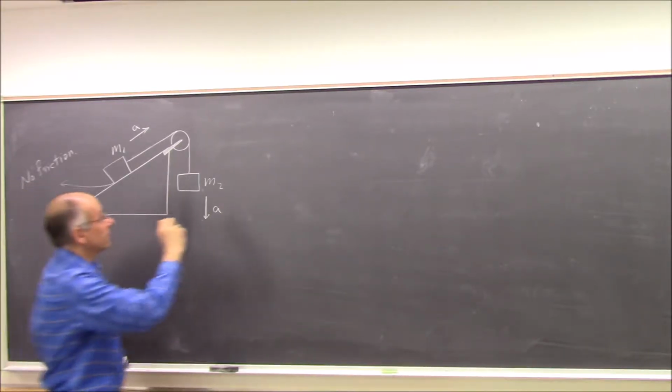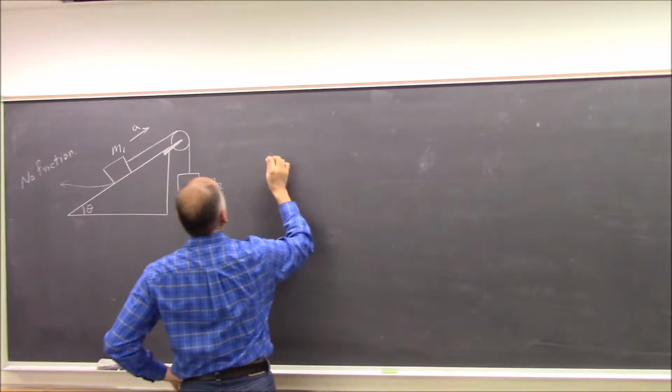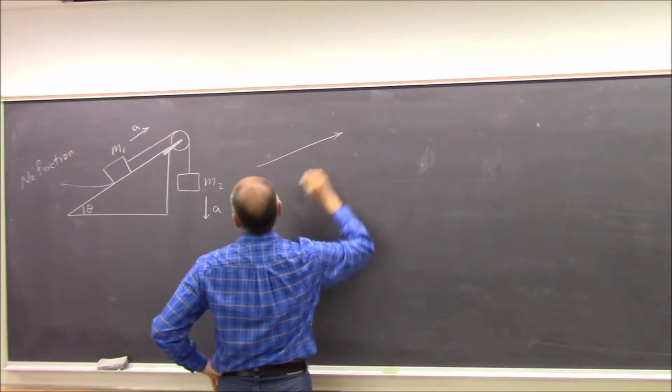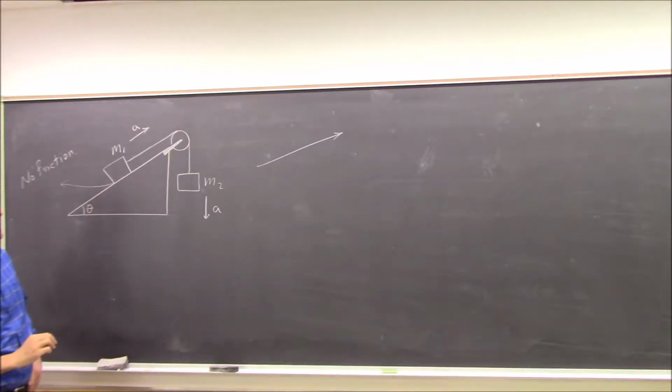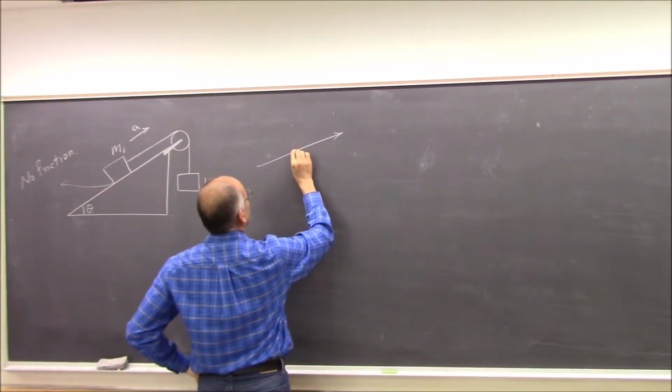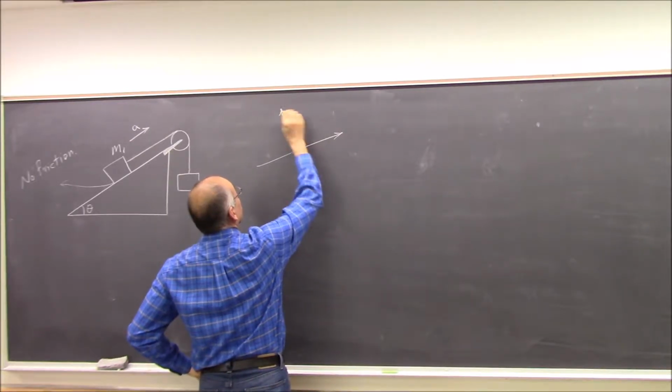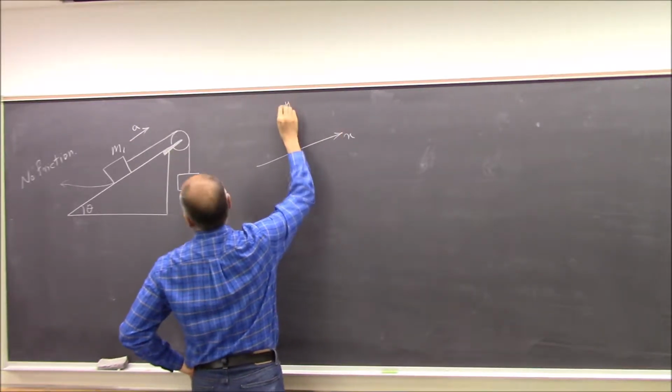Normally, you would draw a free-body diagram for M1. Because the acceleration is up the ramp, it's better to take the x-axis parallel to the ramp, and then the y direction this way. X and y for M1.